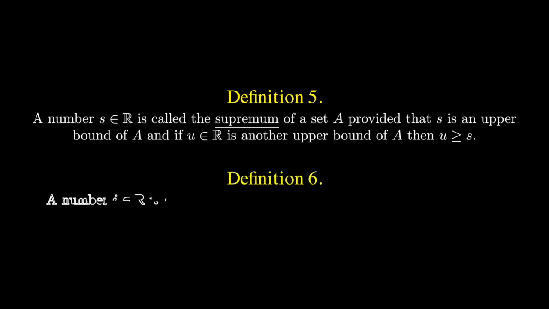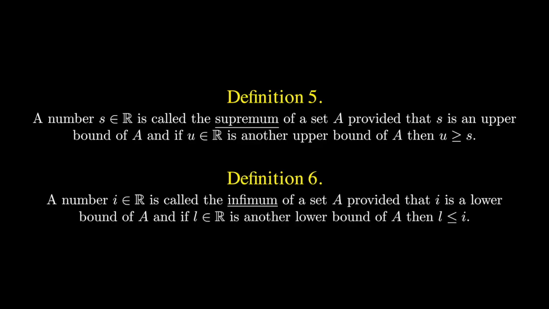Likewise, a number I is called the infimum of a set A, provided that I is a lower bound of A, and if L is another lower bound of A, then L is less than or equal to I. A more common phrasing is that the supremum of a set is the least upper bound of that set, while the infimum is the greatest lower bound of that set.